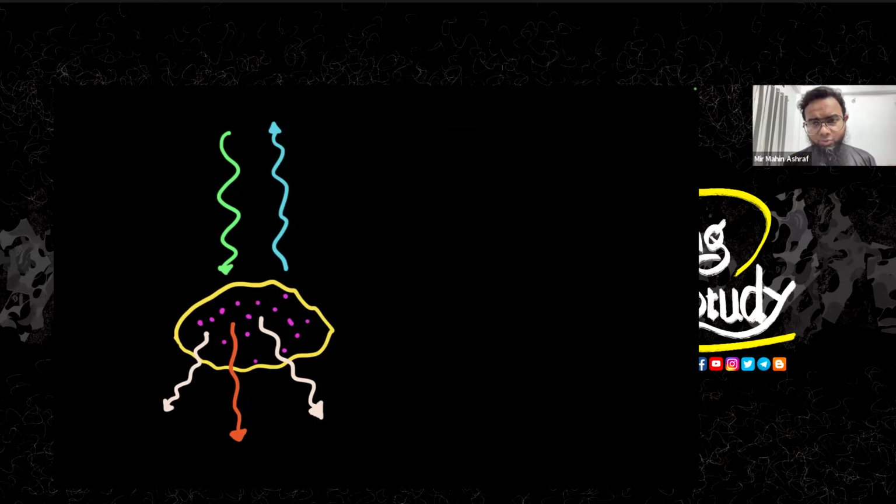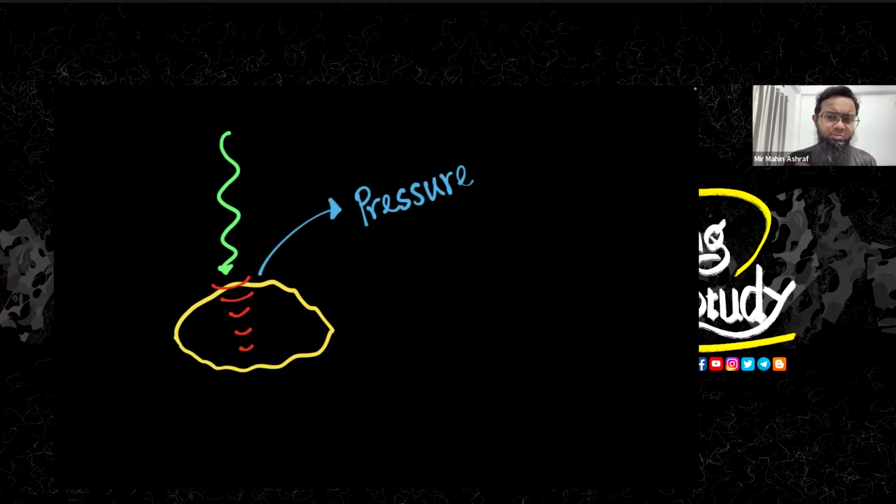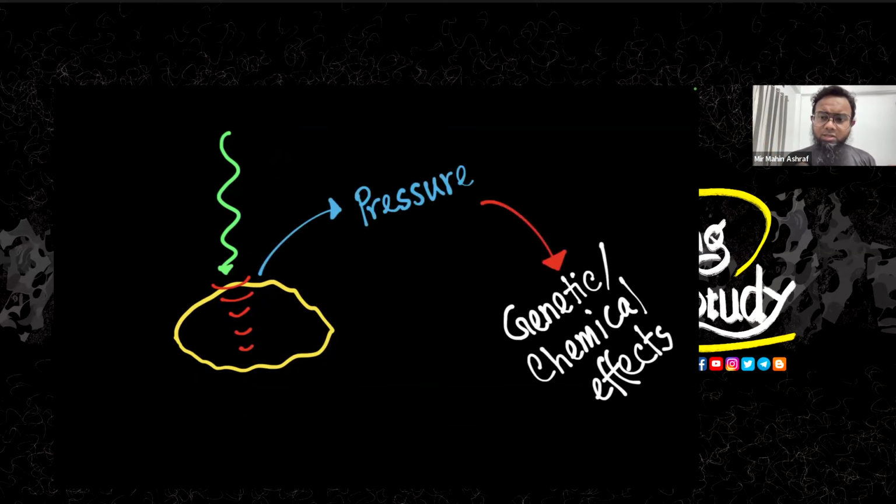If the sounds get absorbed, they are converted into another energy, that is heat. This heat can actually cause some genetic or chemical abnormalities. Now, this is the concern. Again, when we transmit a sound through a tissue, it creates some pressure, you know. This pressure is responsible for change of some tissue, so it may cause some genetic or chemical effects also.